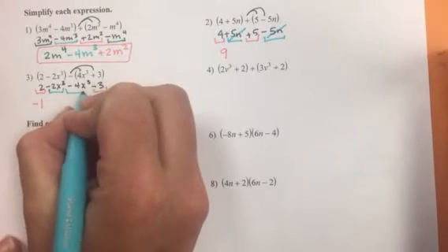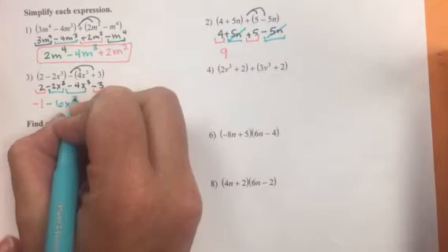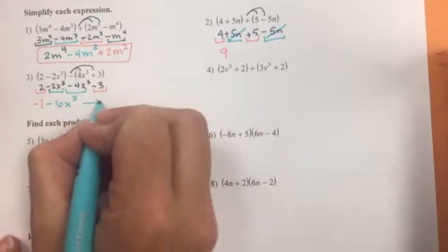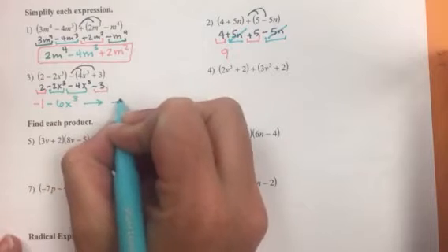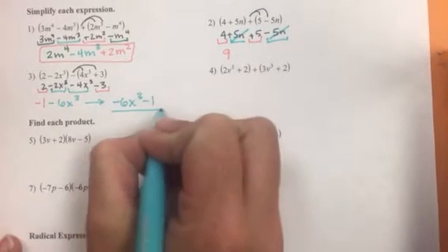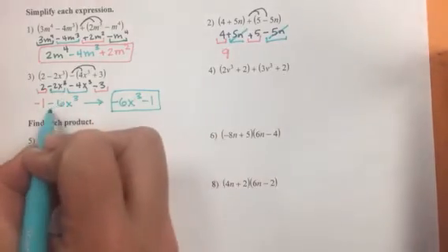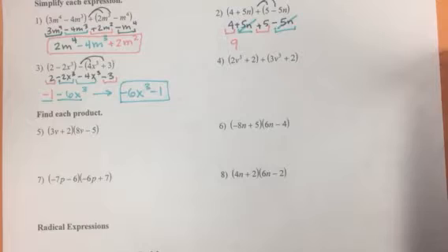2x cubed and then negative 4x cubed, which makes negative 6x cubed. If I want to write it in order, I need the highest power first, so negative 6x cubed minus 1. Notice the signs stay with the value it's attached to.